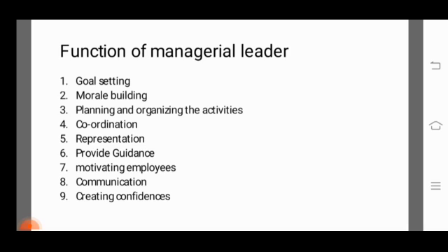Similarly, another function of a managerial leader is representation. Yes, of course, a leader is a representative of his followers. He serves as a professional person in an organization. He defines the duties and responsibilities of the employees.